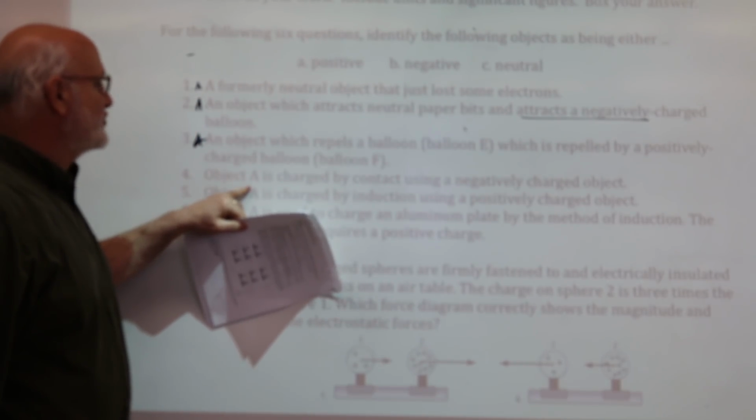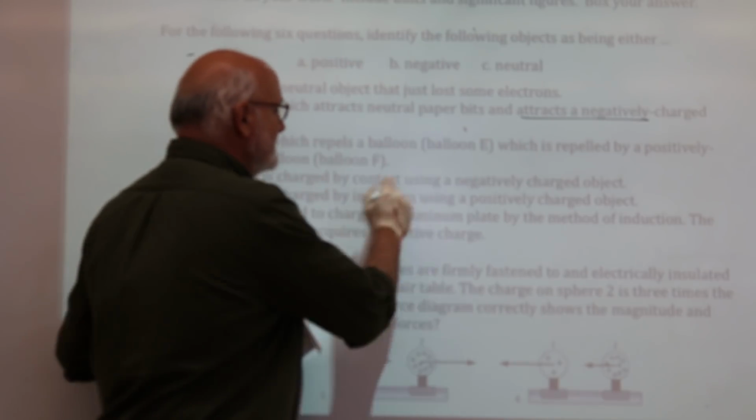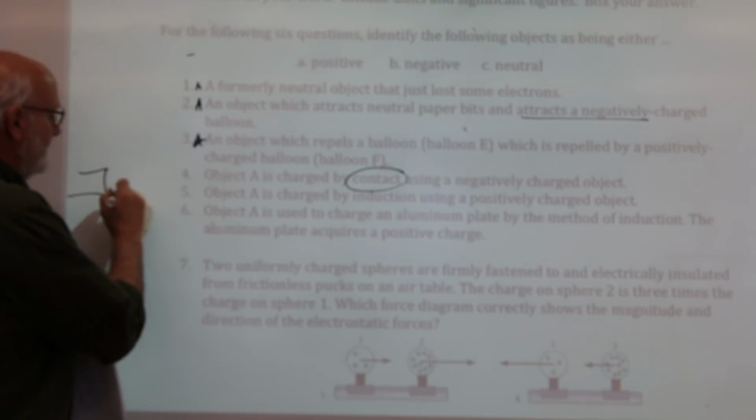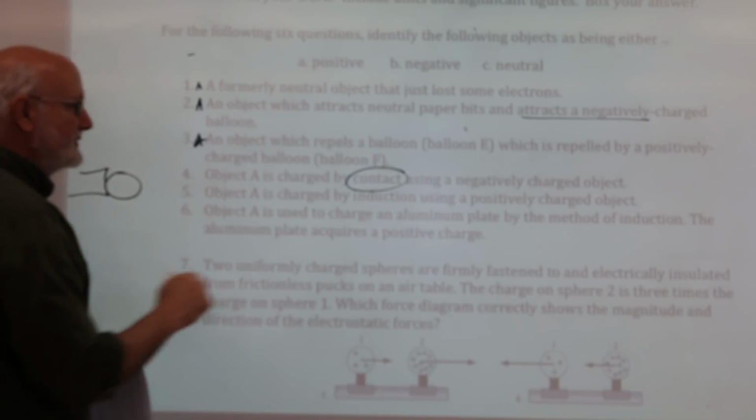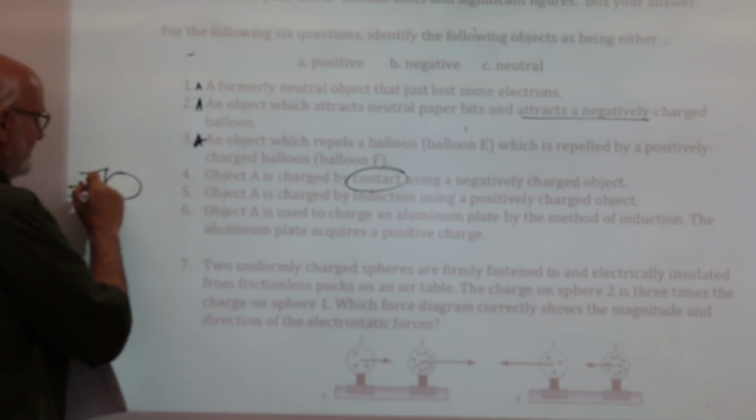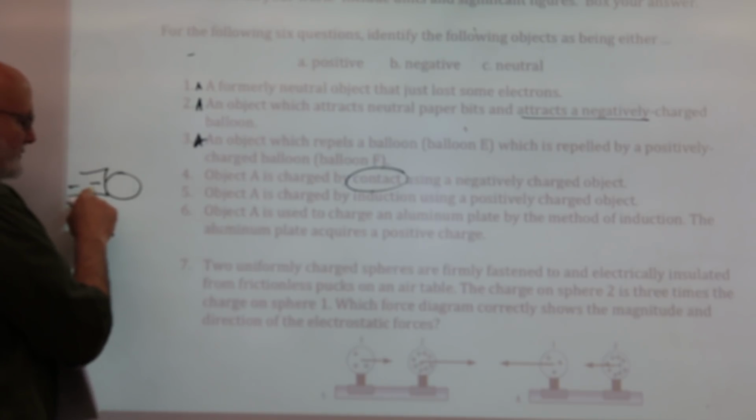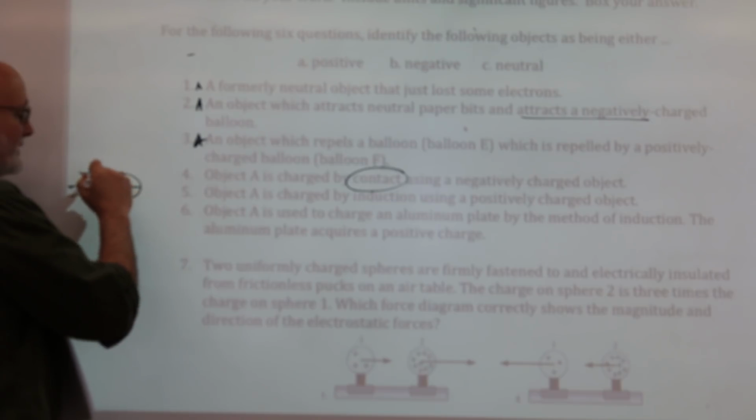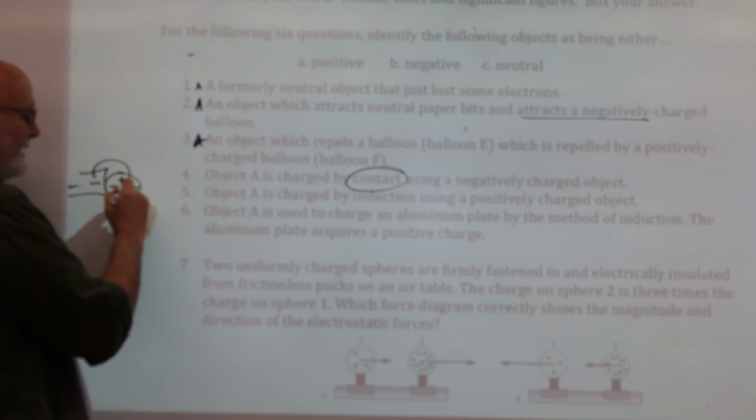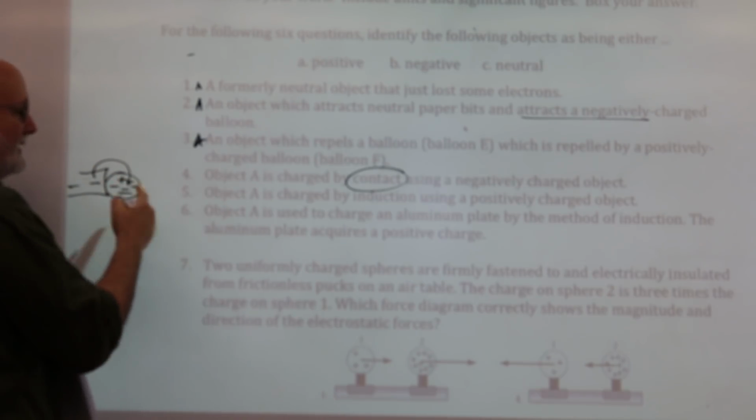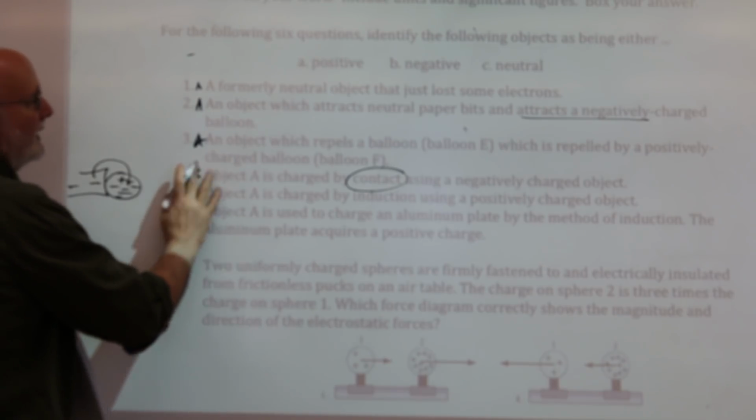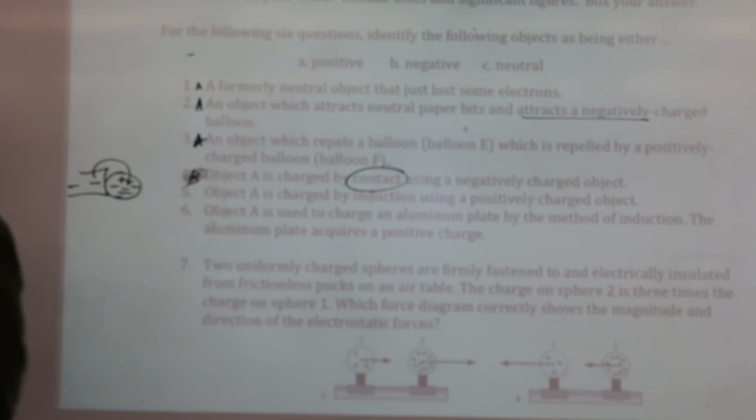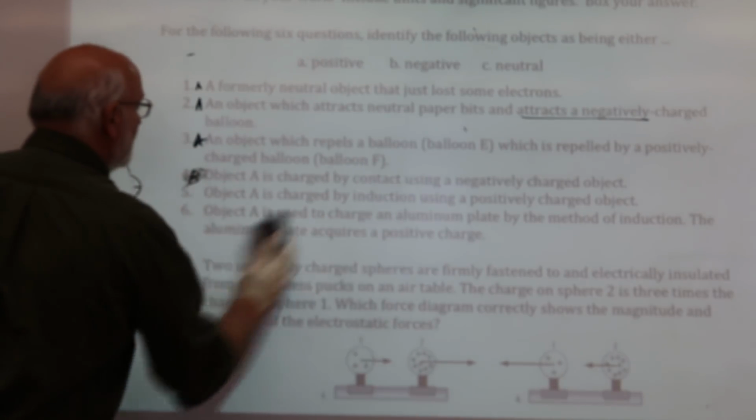Object A is charged by contact using a negatively charged object. We draw it. Here's the object. It touches. Charged by a negatively charged object. Well, if it's negatively charged and this guy is neutral, that's going to be conduction. And so therefore the negatives are going to go inside and I'm going to get more negatives, which means it's going to be negative. Okay? So far, so good. Let's keep going.